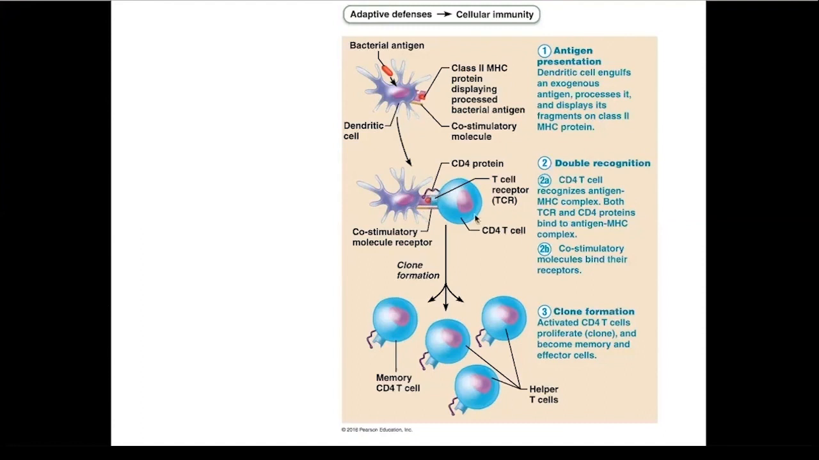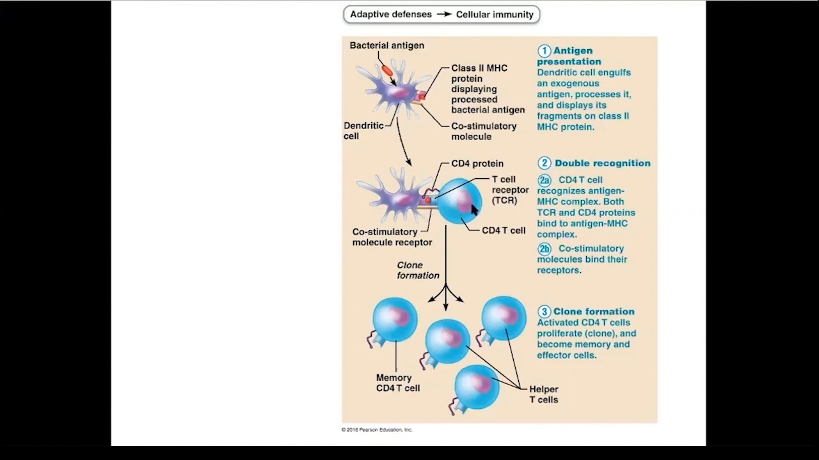If this is going to become a helper T cell, this CD protein has to be a CD4. So all of these bind. That's the first signal. The second signal is the binding of the co-stimulatory protein on the dendritic cell. So you see that right here. And the CD4 has also expressed a receptor for that co-stimulatory protein, and those two bind together. So both signals have occurred.